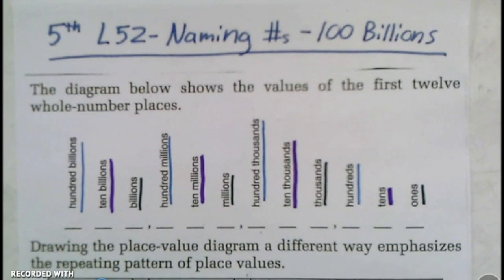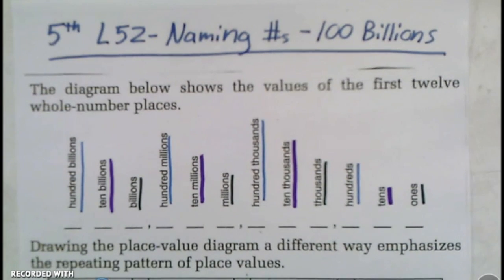So starting on the right-hand side, we have ones, tens, hundreds, right? We know this. And then we start to get a little pattern. Thousands, 10,000s, 100,000s, millions, 10 millions, 100 millions, billions, 10 billions, 100 billions. So I hope you can see that pattern. It goes the ones or the simple place value, and then we have the tens and the hundreds. And that's going to continue to repeat all the way up.